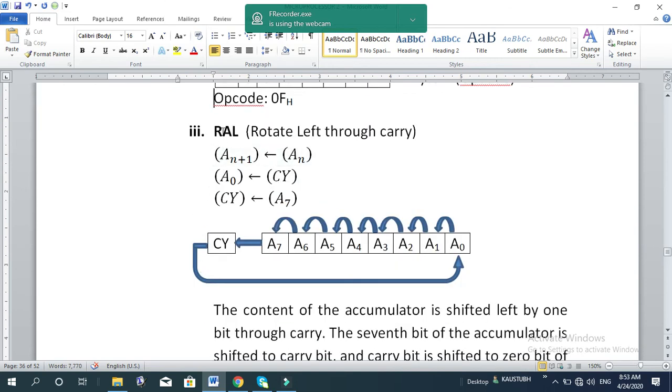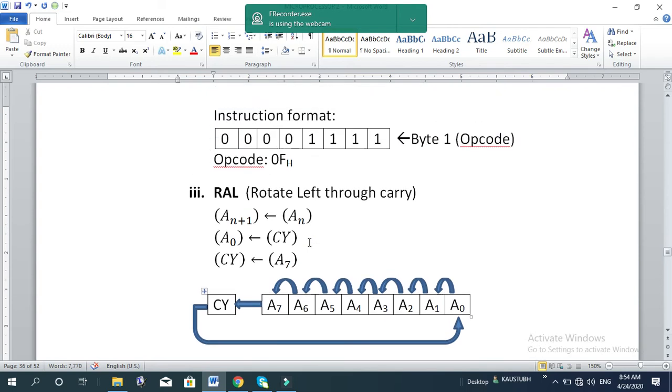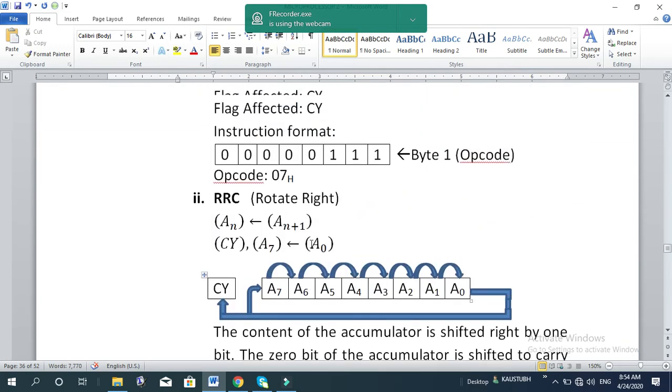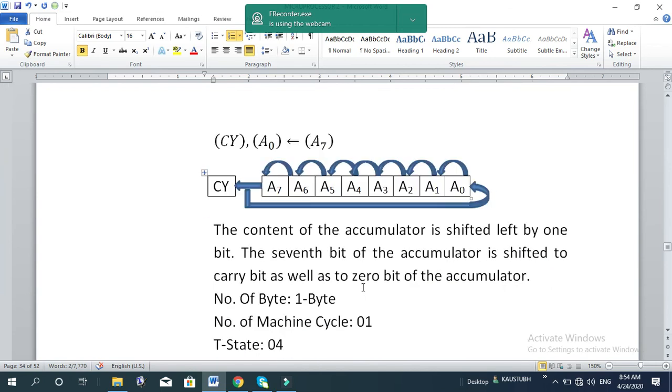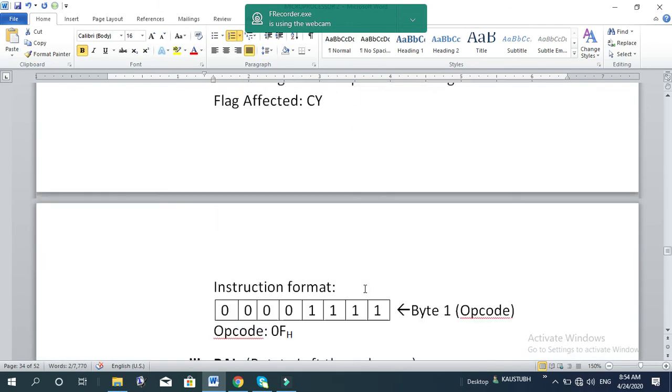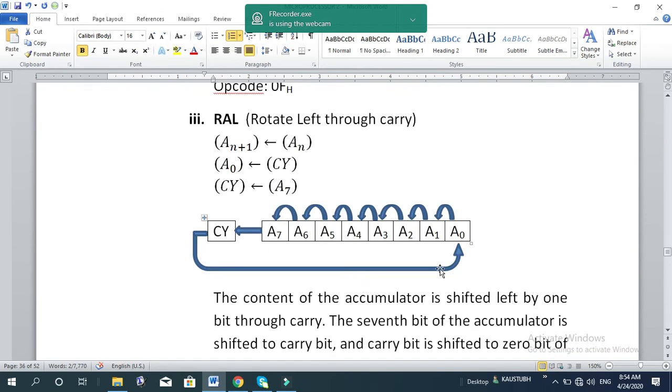Okay, that is logically why. So the content of the accumulator is shifted left by 1 bit through carry. The 7th bit of the accumulator is shifted to the carry bit, and the carry bit is shifted to the 0 bit of the accumulator. So all the conditions are the same: 1 byte, machine cycle 1, T state 4, implicit addressing mode, flag carry, instruction format, 17 hex is the opcode. Okay, so just like RRC, rotate right without carry, there is an instruction through carry for the rotate right, that is RAR.